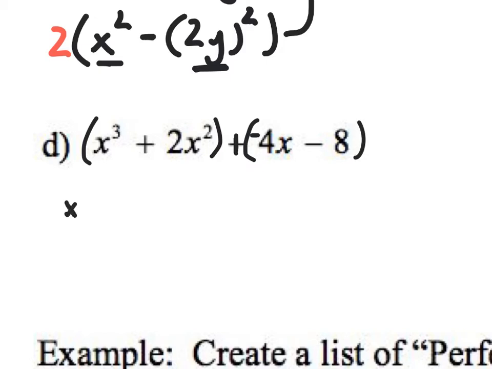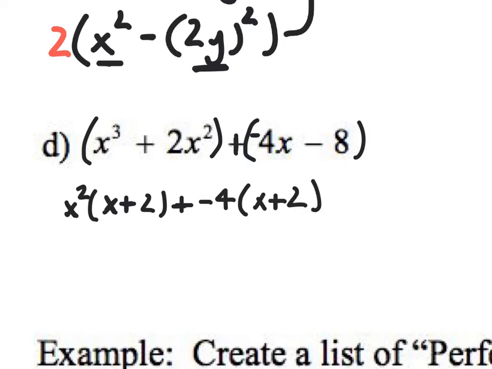Okay, so if I factor out an x squared, then I'm left with simply x plus 2. And then over here I can factor out a negative 4. So I'm going to put a plus sign here, and then I'm going to do minus 4. And what I get left with is x plus 2. All right. And so when I factor out the common x plus 2, here's what I get. I factor out the x plus 2, and then I'm left with the binomial x squared minus 4.